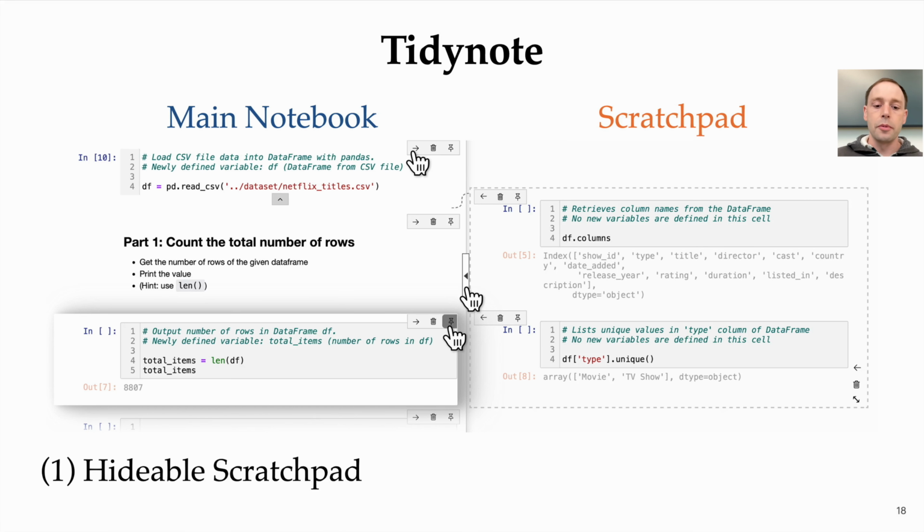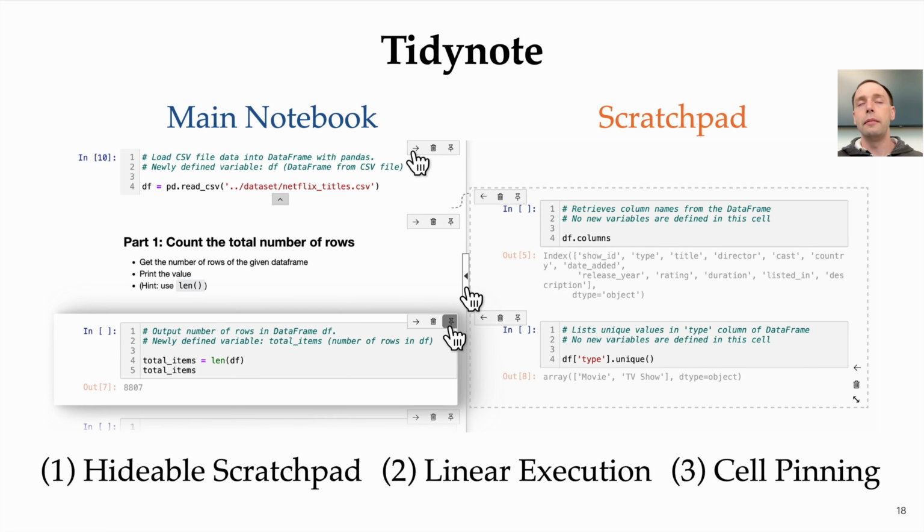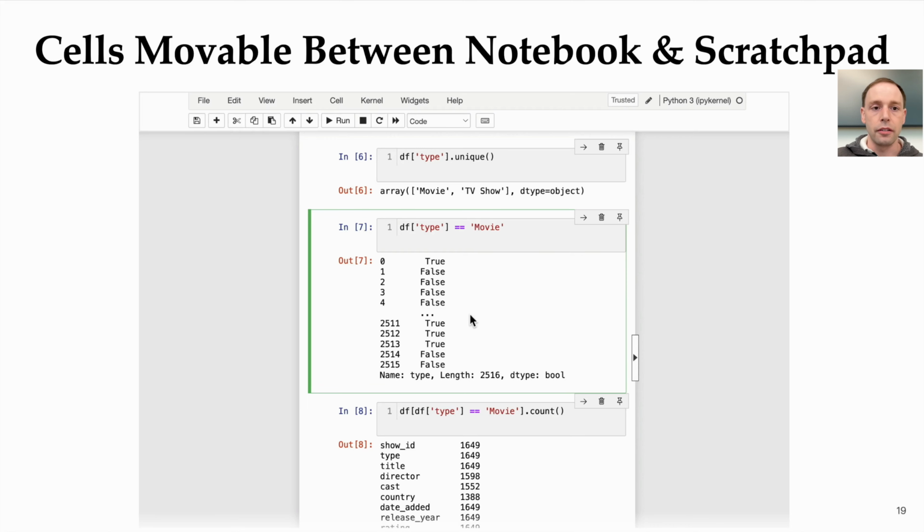So in addition to this hideable scratch pad, because there are now more places for your cells to live, there's more opportunities for confusion about your Python's runtime state. So we're also going to enforce linear execution. And then as a final convenience, we'll let you pin cells to reduce scrolling, and I'll show you what that means in a second. All right, let's look at each of these features in turn.